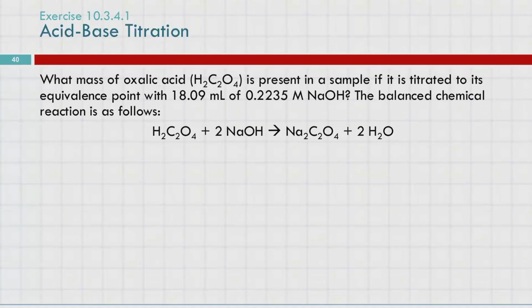All right, oxalic acid has two H's in front. That means it's diprotic. It produces two H pluses when you dissolve it in water, or at least it can. That's why we have a 1:2 ratio in our balanced equation. We are looking for the mass of the oxalic acid. The titrated to its equivalence point part is just letting us know that we've got equal amounts of moles of H plus and OH minus, so we have to use the ratio. That's all that's telling us.